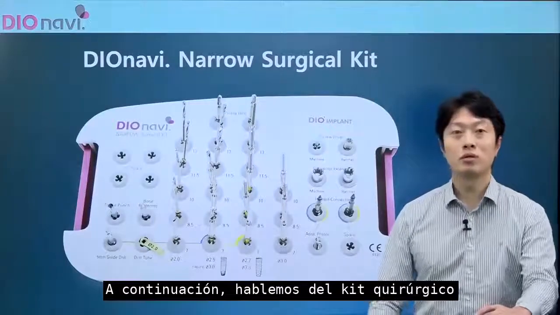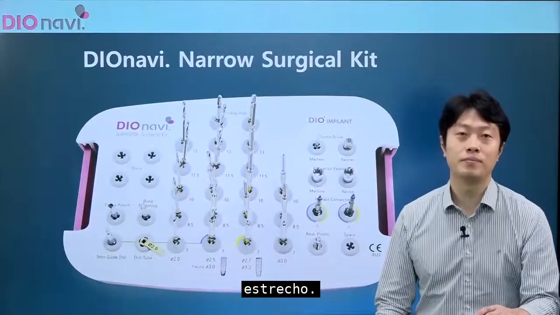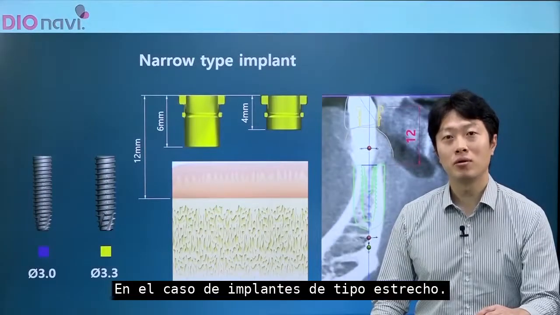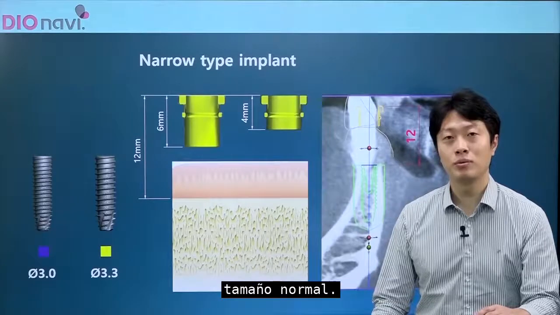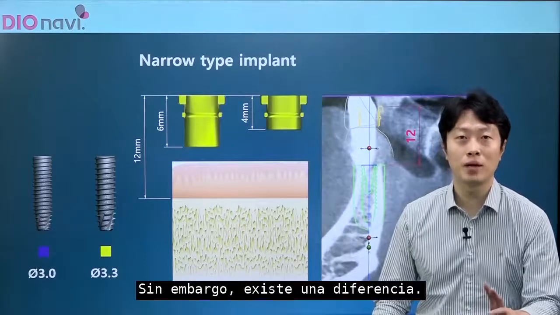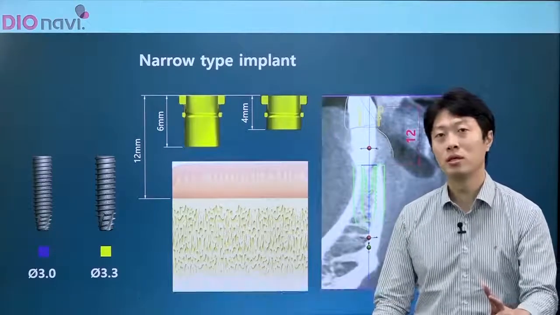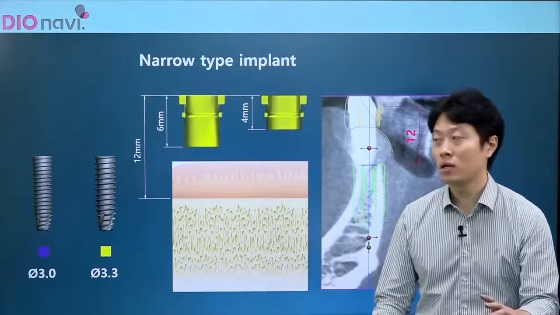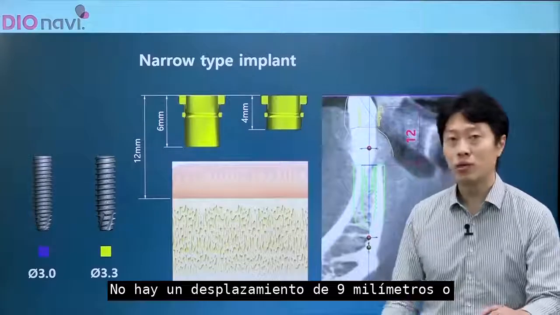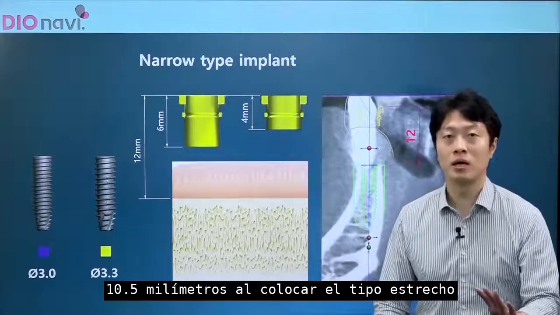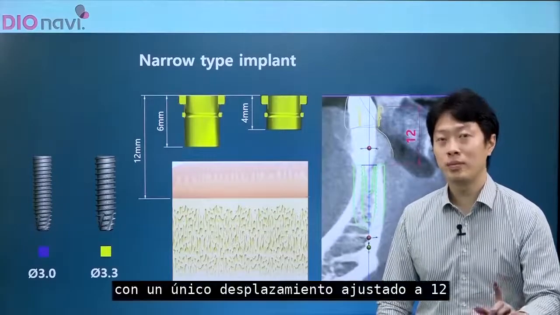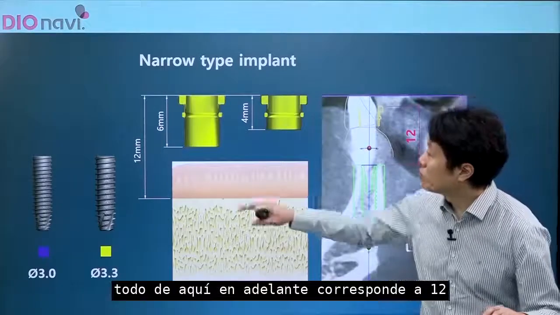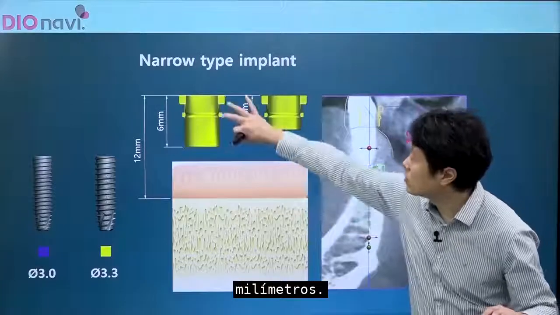Next, let's talk about the narrow surgical kit. In the case of narrow type implant, it is similar to regular size implant placement. However, there is one difference. That is, the offset is fixed at 12mm. There is no 9mm or 10.5mm offset when placing the narrow type. With a single offset set at 12mm, everything from here on corresponds to 12mm.